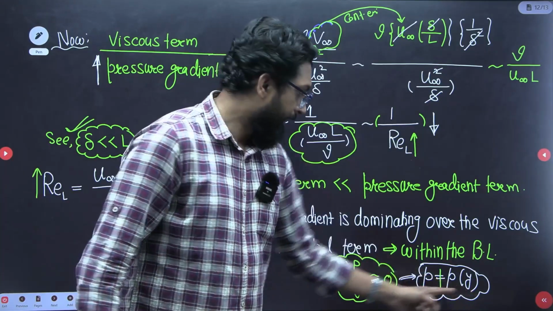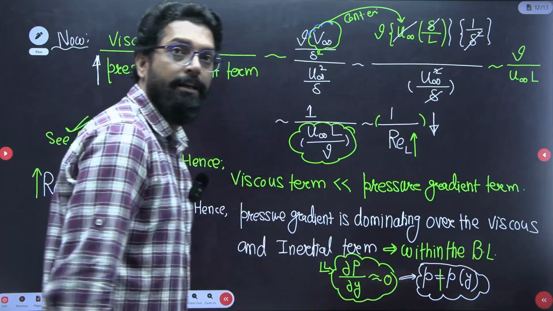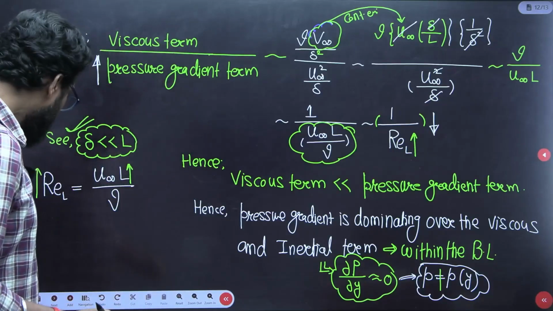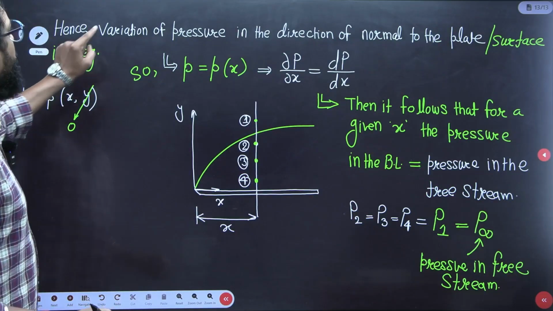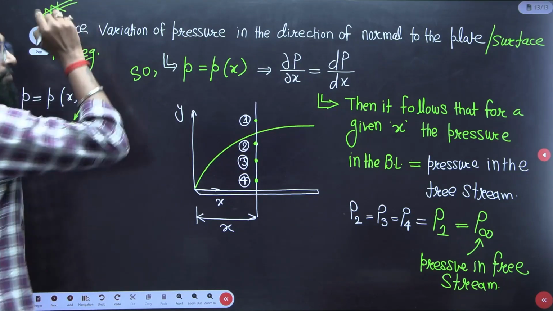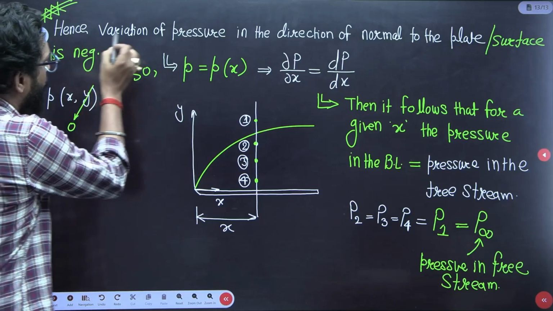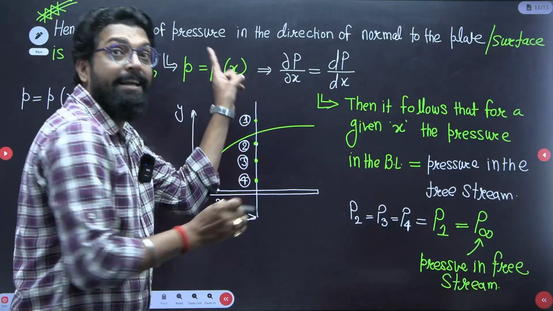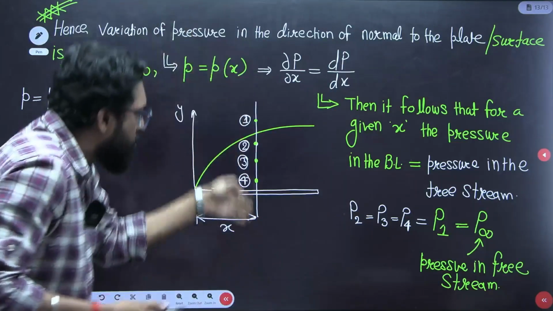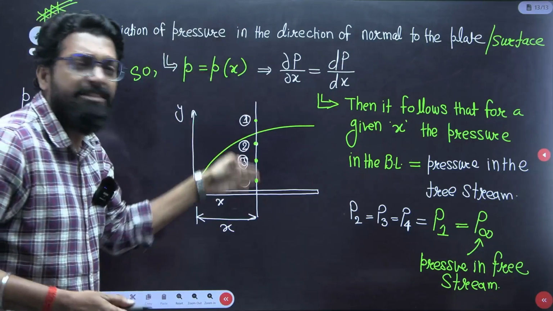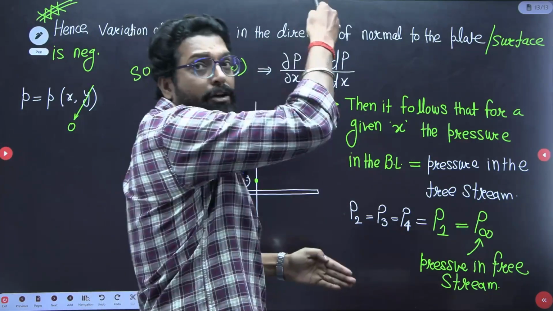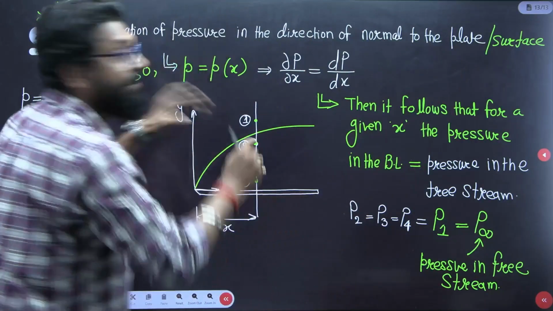That means in the Y direction, pressure is constant. Hence, this is a very important conclusion about the y momentum equation of flow over the flat plate. What is that? The variation of pressure in the direction normal to the plate or surface is negligible.